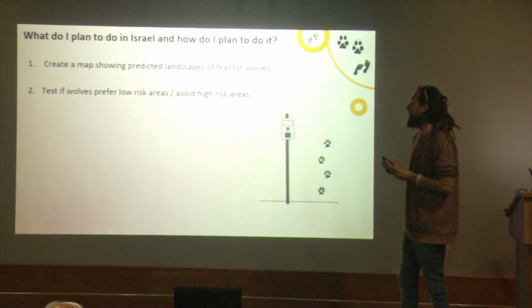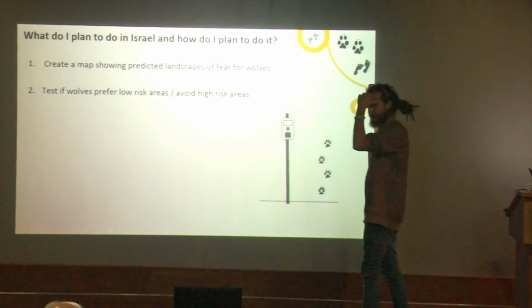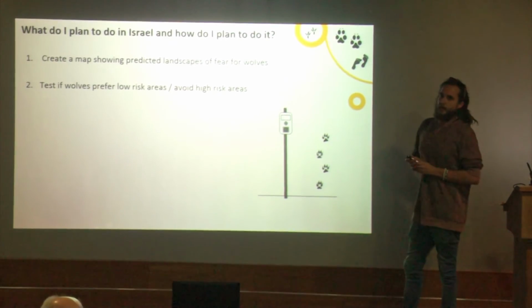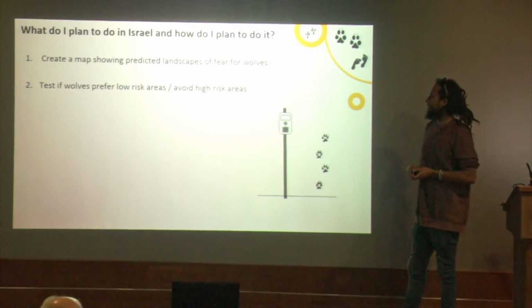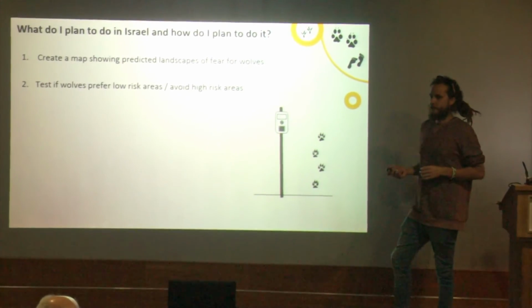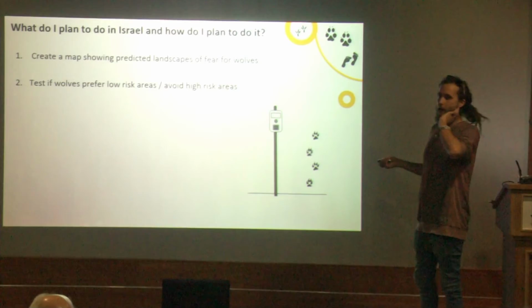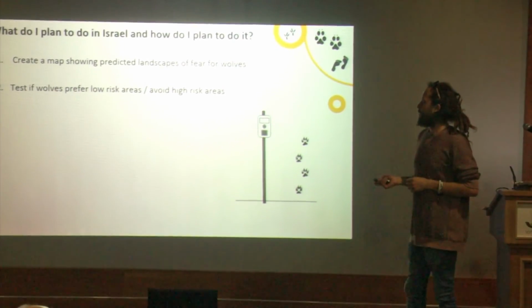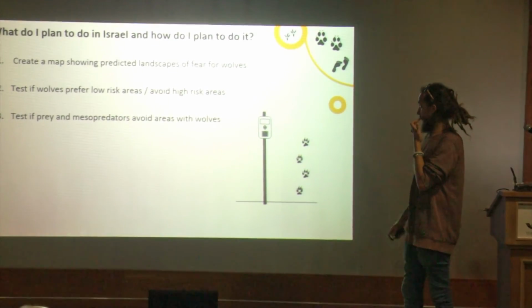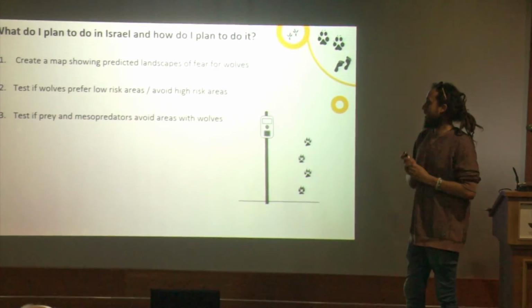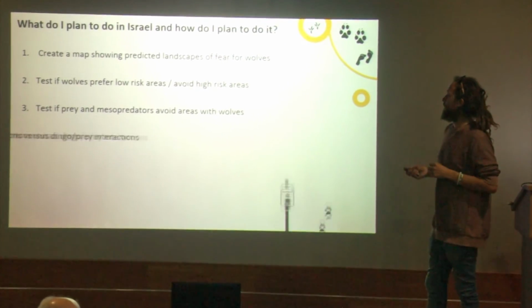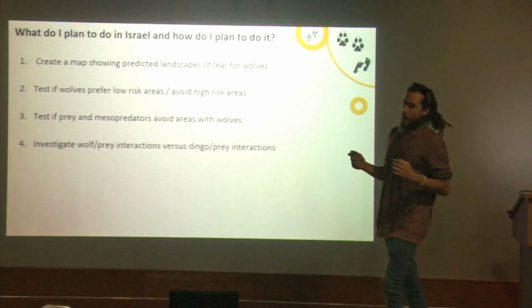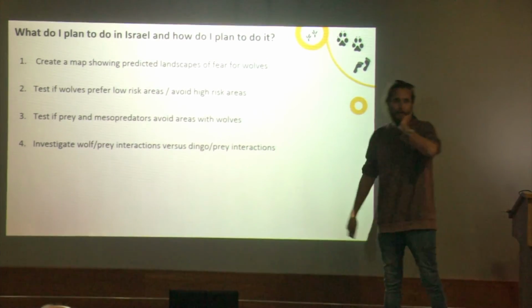And then I want to test whether wolves prefer low risk areas and avoid high risk areas. I'm going to use camera traps and tracking to do abundance surveys and scat collections and things like that. And then with the camera traps, run the experiment I was showing you before to test behaviour. And then do the same for prey and mesopredators towards wolves, and then investigate wolf-prey interactions versus dingo-prey interactions.